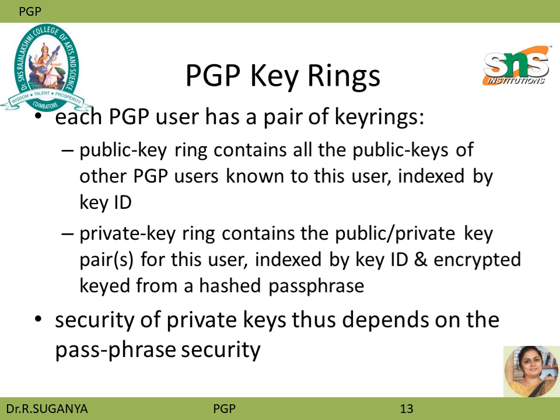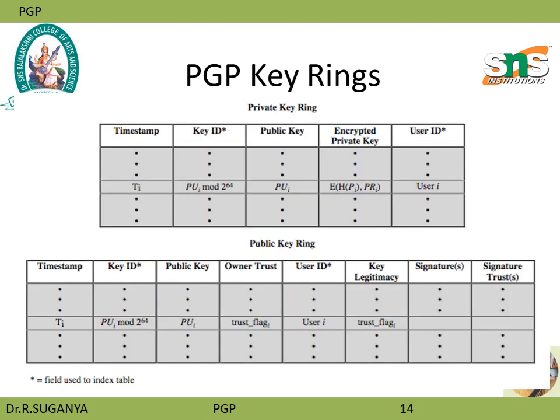Each PGP user has a pair of key rings. The public key ring contains all the public keys of other PGP users known to this user, indexed by key ID. The private key ring contains the public and private key pair for this user, indexed by key ID, and the private key is encrypted using a key from a hashed passphrase. Security of private keys thus depends on the passphrase security. Here we have the private key ring: the timestamp, key ID, public key, encrypted private key and user ID.